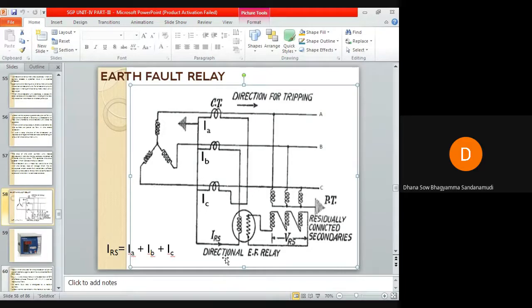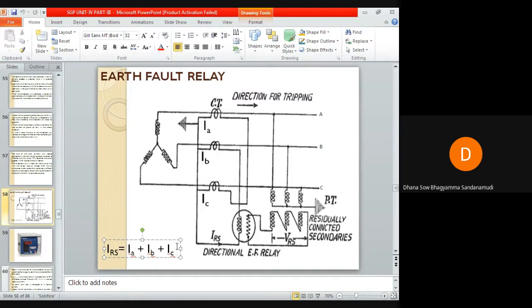So an earth fault relay is energized by this current, meaning this relay will operate due to this residual current. Under normal operating condition, this residual current will be equal to 0. So IRS is equal to what? It is equal to 0.